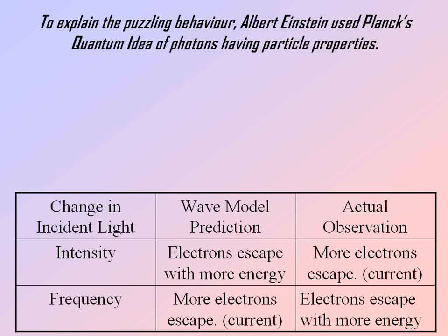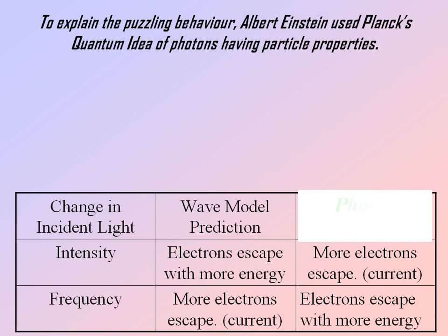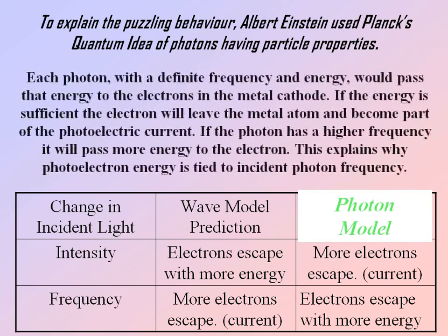Previous to this event, Max Planck had come up with an idea of quantum photons, that is, that light might consist not of a wave, but possibly particles. Each particle would have an energy that is related to its frequency. Higher frequency, higher energy. Albert Einstein took this idea and applied it to the photoelectric effect. He said that each photon with a definite frequency and energy would pass that energy on to the photoelectrons. Higher frequency would mean that the electrons would escape with more energy.